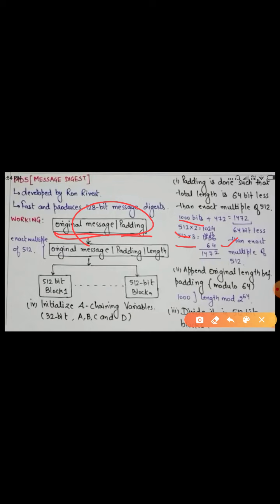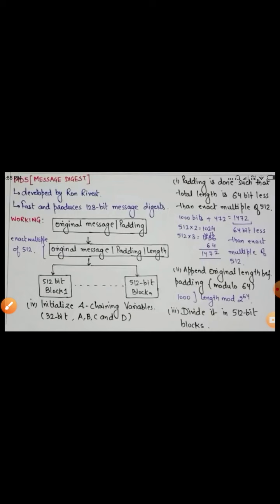My original message size is 1000 bits. Here I need to get this one, which is 64 less than a multiple of 512. I already have 1000 bits. To get to 1472, how much do we have to add? We have to add 472. So these many bits we have to add to the original message. That is the padding. So for this example, 472 bits we have to add.